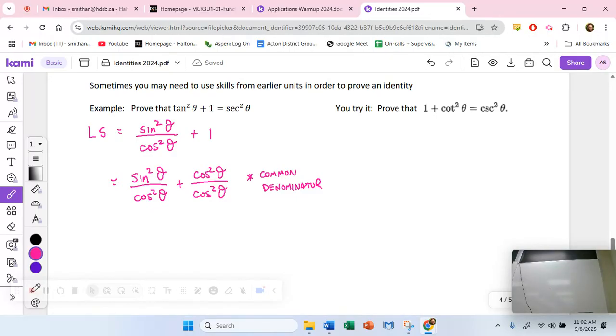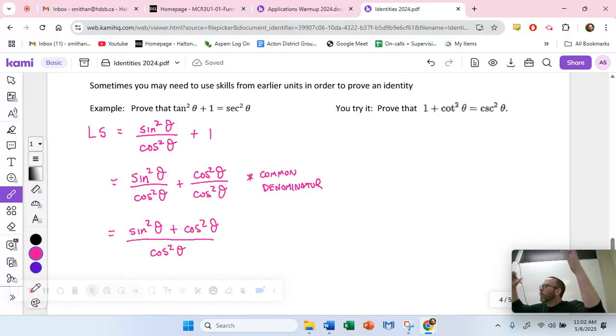We can now add these two together because they have a common denominator. I'm going to combine them first. I think some of you guys might even see where this is going. What are we left with? On the top, we have sine squared theta plus cosine squared theta. On the bottom, we have cosine squared theta.